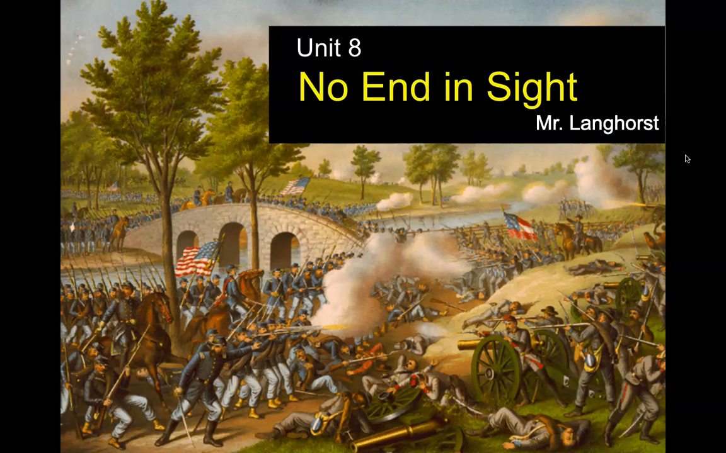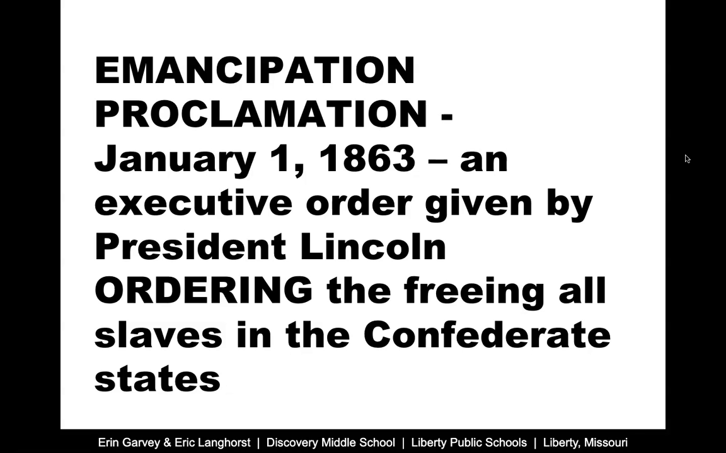Welcome back. We're going to do part 2 of our notes in Unit 8 on the section entitled No End in Sight. So when we left off last time, we talked about the Battle of Antietam, and Abraham Lincoln fires his General McClellan after that, even though it's a Union victory. Lincoln also uses the win at Antietam towards the end of 1862 to prepare for something that's going to happen on the first of the year in 1863, and that's the Emancipation Proclamation.